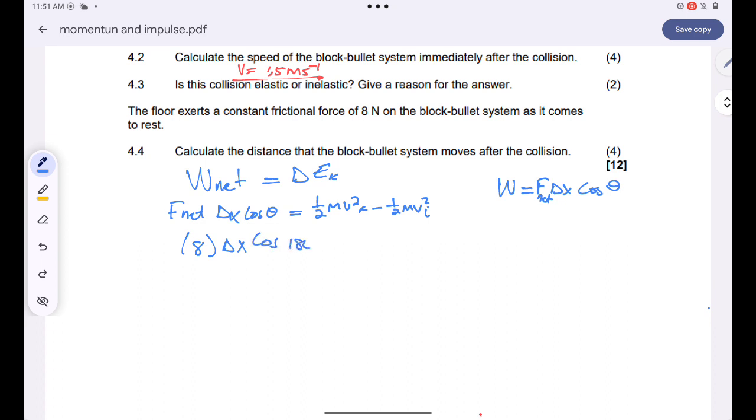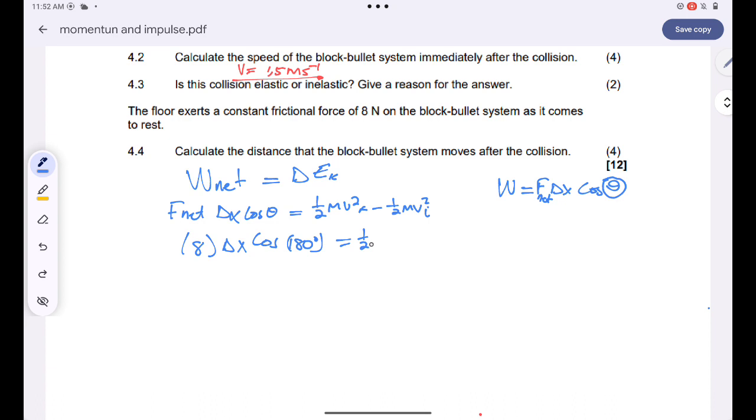cos of 180 degrees. The angle theta is the angle between the direction of motion and the force in question. Are you together? The bullet and block system is moving towards the right. However, the frictional force is acting opposite. The angle in between is just 180 degrees. Are we together?